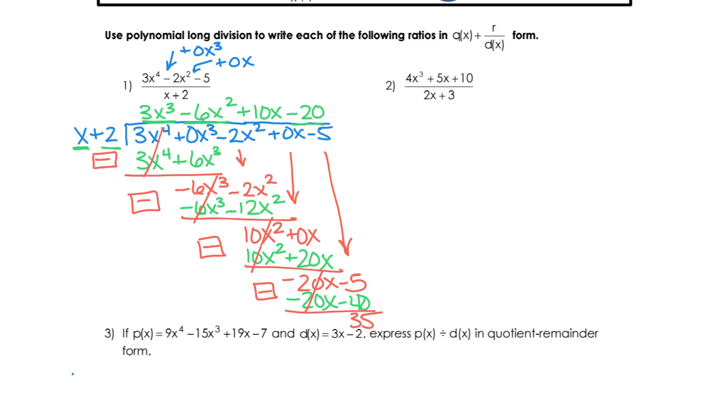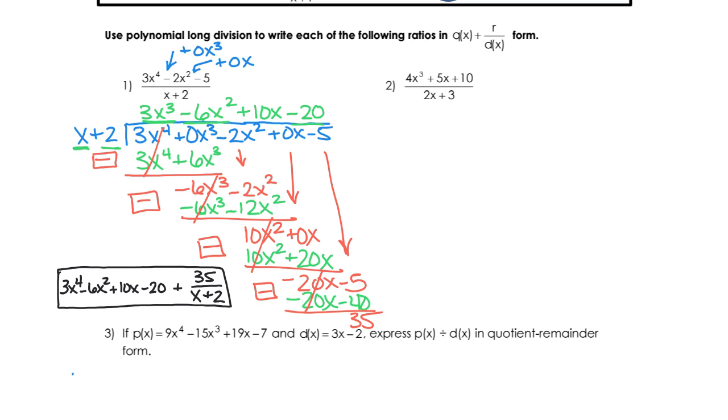And there's nothing left to bring down, and so that's our remainder, okay, which means x plus 2 is not a factor. It means negative 2 is not a 0, okay? But they didn't ask about that. That was kind of yesterday's stuff. But they do want us to write our answer in quotient remainder form, okay? And we're tight on room, so we're going to squeeze it in here. So we'll say 3x to the 4th minus 6x squared plus 10x minus 20 is our quotient, plus our remainder, which is 35, over the divisor, which is x plus 2. And there is our answer.